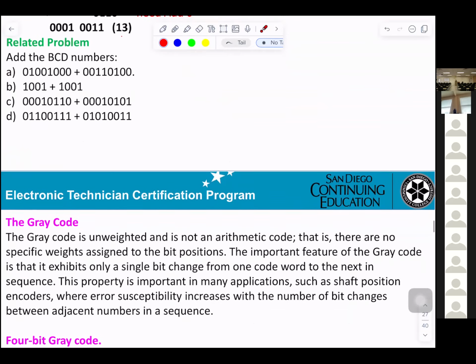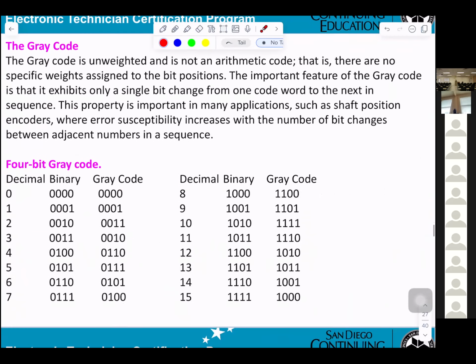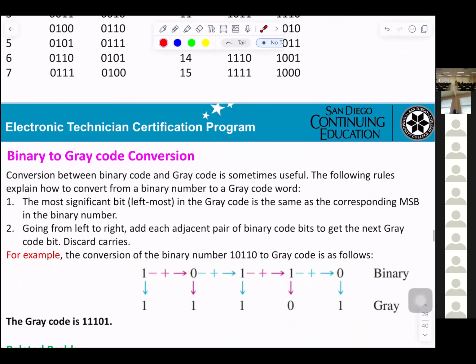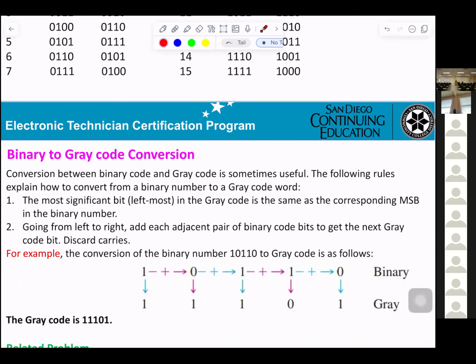Okay, adding here. Gray code. Okay, let's see. A different type of code. This is a binary gray code. 0 to 7, they just gave you the table. Binary to gray code conversion. Okay, this one basically you need to know, but nothing applies for your job. Okay, just for your knowledge.